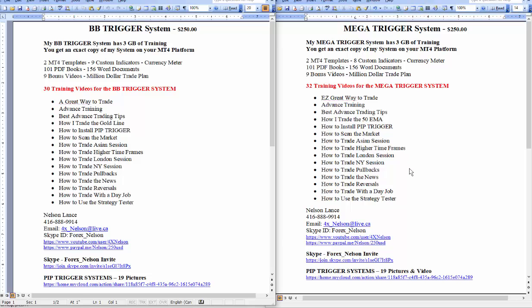And of course I teach how to trade pullbacks and reversals. Pullback is just a pullback and then continue with the trend. Reversals is when there's a complete reversal. No longer going down, say, and it's going to start to go up.